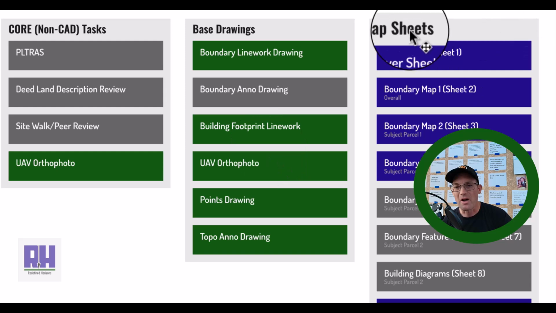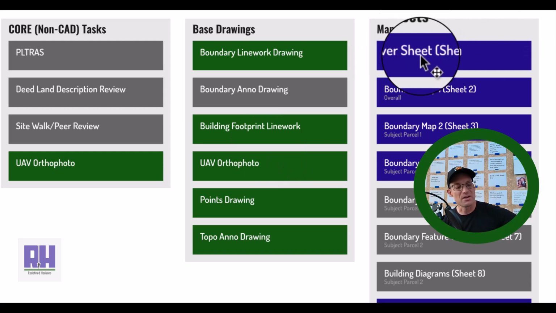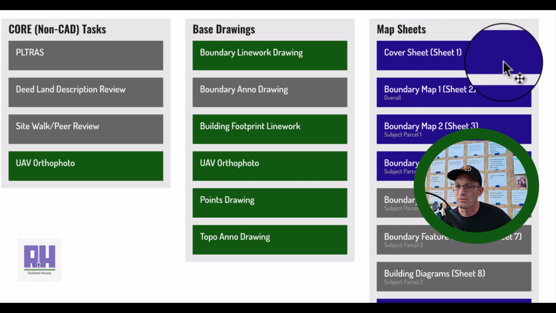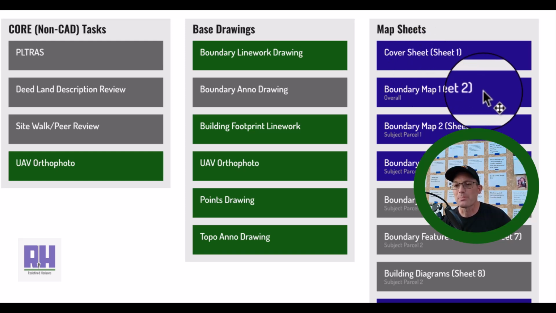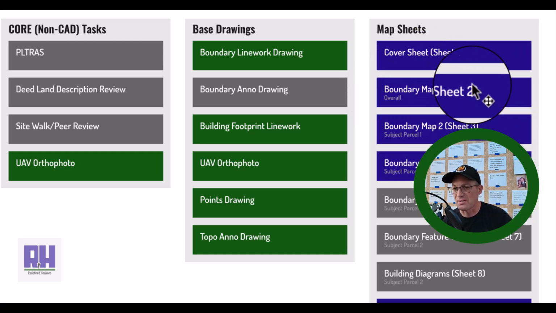Okay, then we have our map sheets. So I went through based on the sheets that were done and what I know about the ALTA, I figured out what sheets I'm going to need for the final deliverable. I need a cover sheet. Cosette has that mostly complete. I need 3 boundary map sheets. That's where we show the boundary.